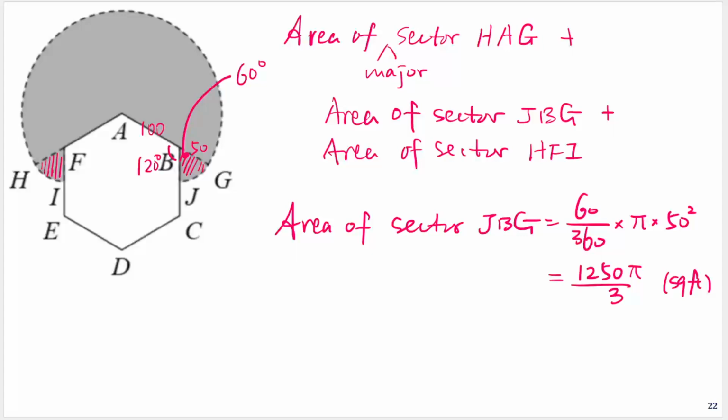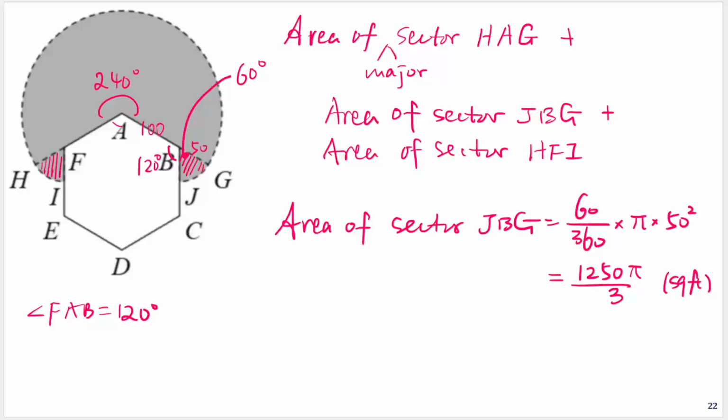And finally, we have the sector between major arc GH and radii AG and AH. Since angle FAB is 120 degrees, then the other angle here must be 360 minus 120, right? Which is 240 degrees here.